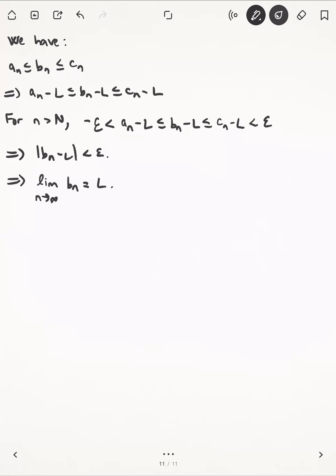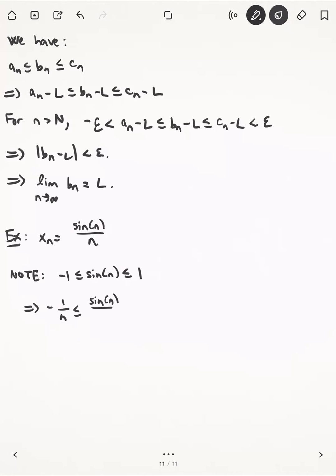Okay, so let's see this in action. So consider the sequence sine of n over n. This is a more complicated sequence to understand than some of the easier ones we looked at. But note, -1 is always less than or equal to sine of n, and sine of n is always less than or equal to 1, which means -1 over n is less than or equal to sine of n over n, which is less than or equal to 1 over n.